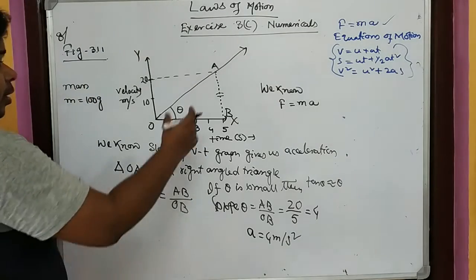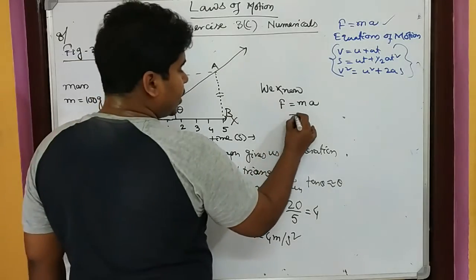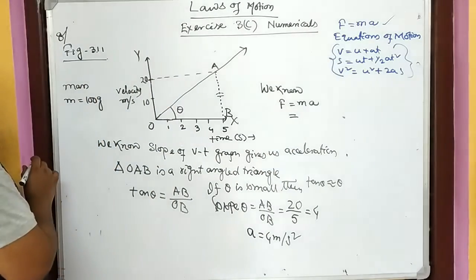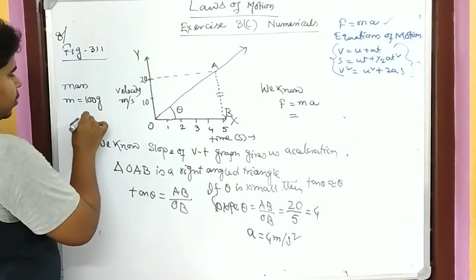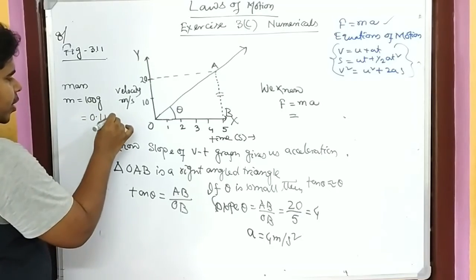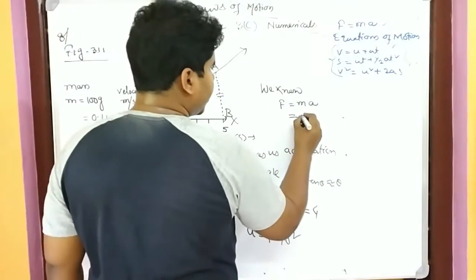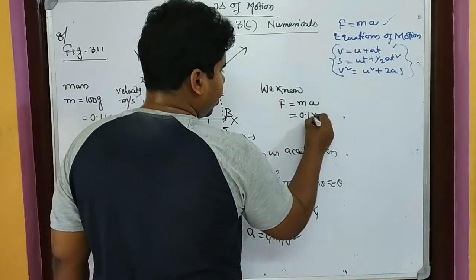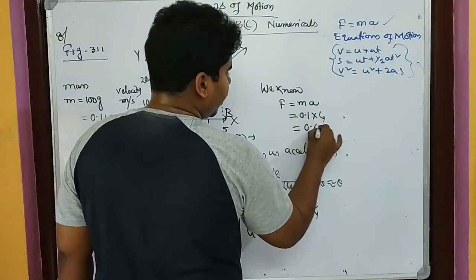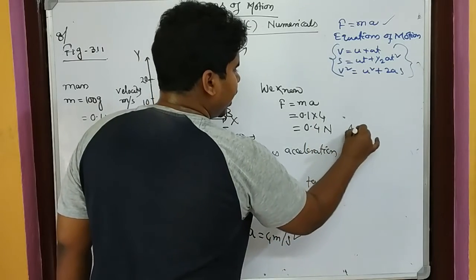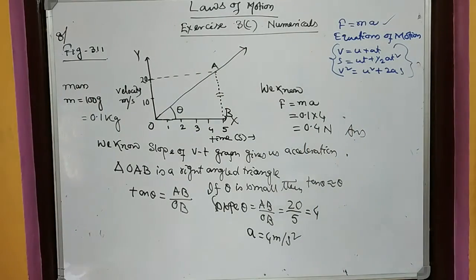Now you have to come to force equals mass into acceleration. Now you see mass is given in gram. If I convert it into kg, it is 0.1 kg. So force equals mass into acceleration means 0.1 into 4. So 0.4 Newton. That is your answer. Simple thing. Okay, 0.4 Newton. That is your answer.